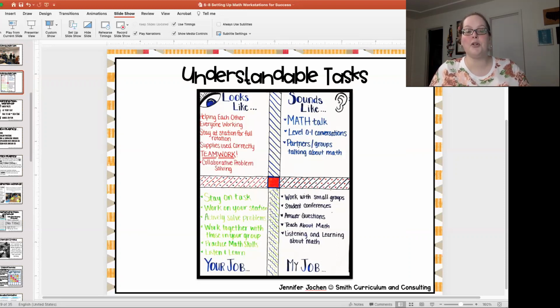You don't even have to grade it every week. You could grade it some weeks and not others. And then on here with my job, my job is to work with small groups. My job is to have student conferences, answer questions, and to teach about math and listen and learn about math. My job is not to have to deal with behavior problems, because I've set those expectations of what Math Workshop looks like and sounds like.